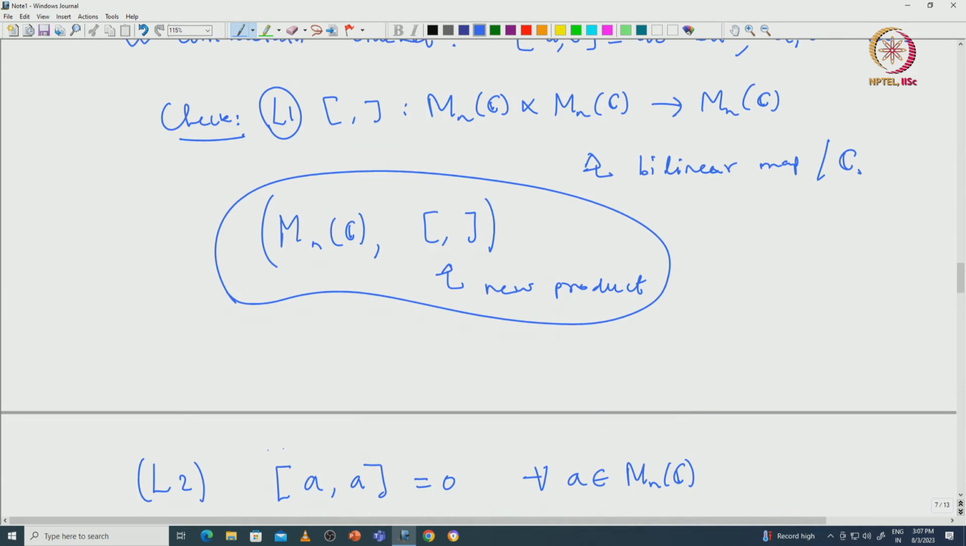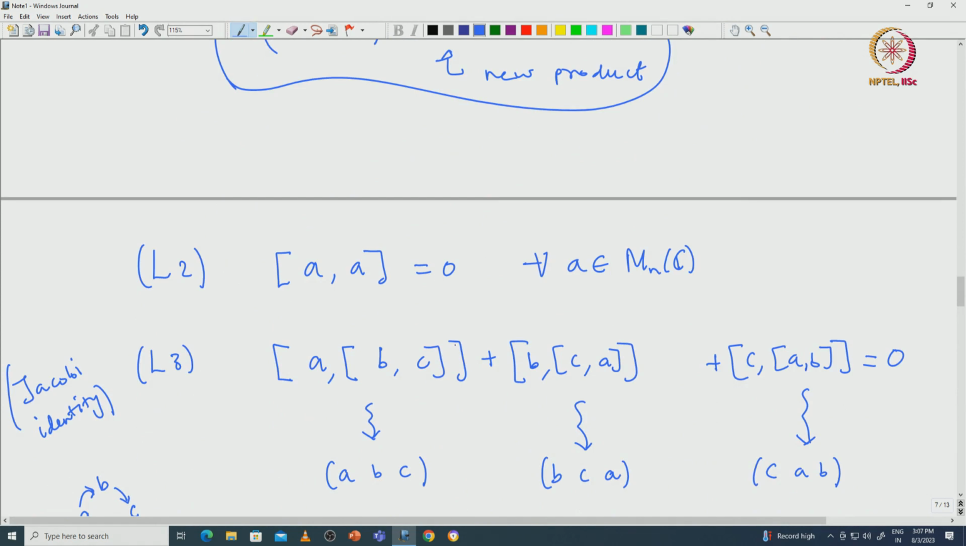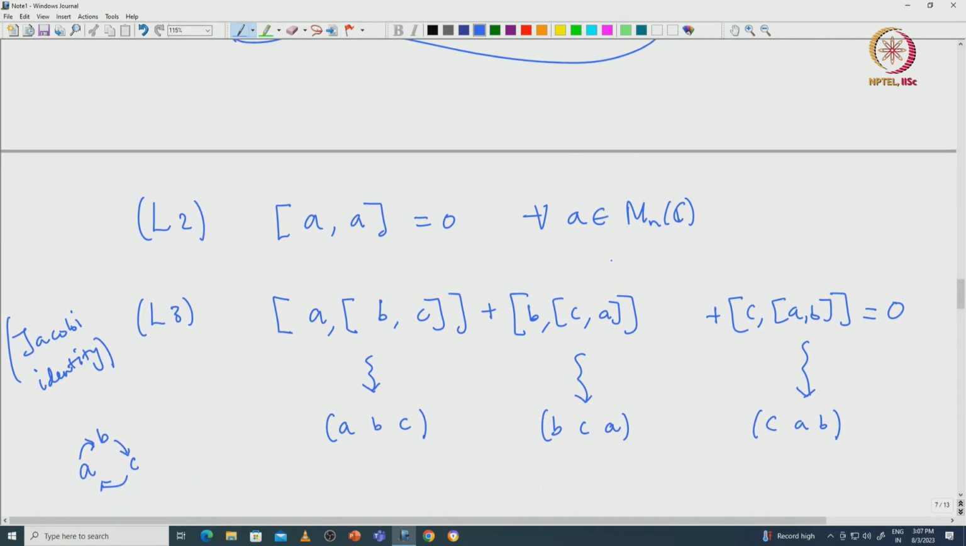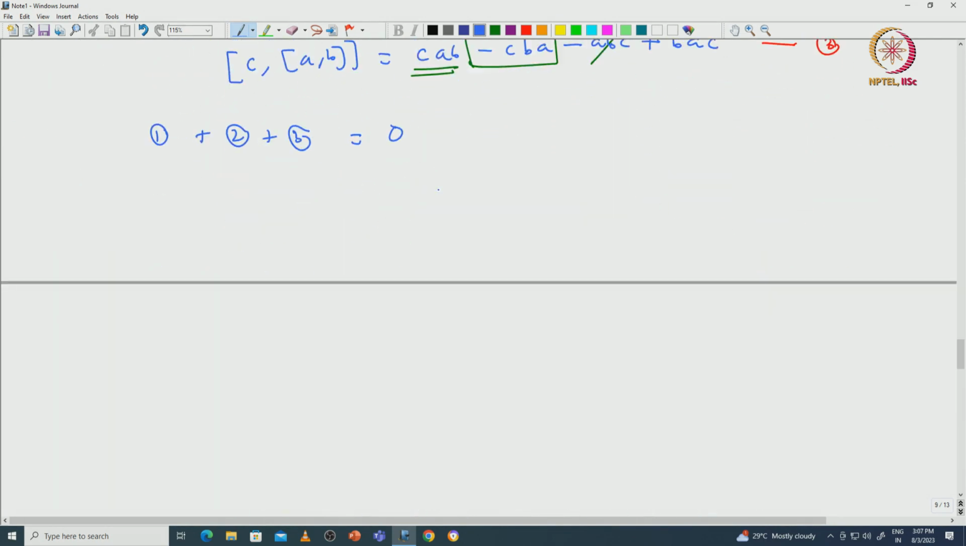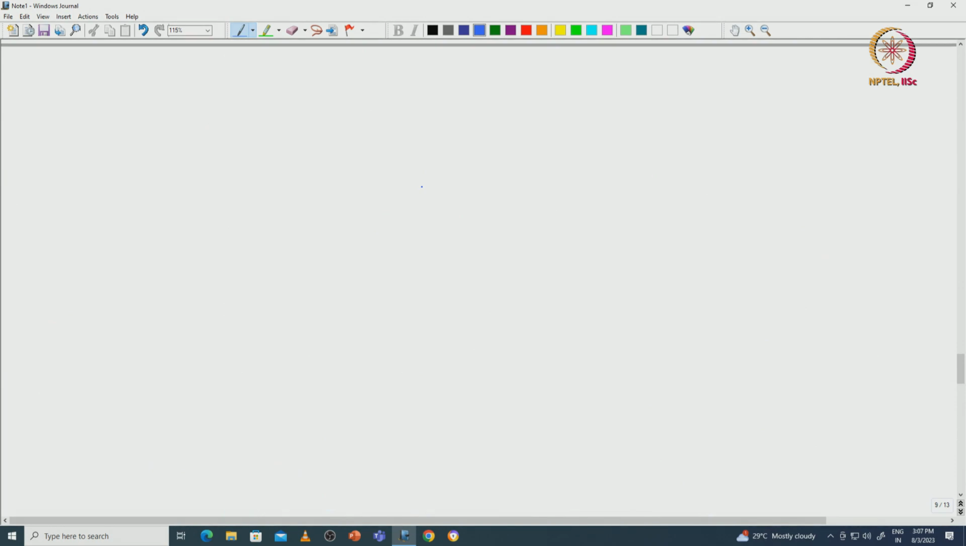So, the commutator bracket that we have defined on this M_n(C) is not only a bilinear map from M_n(C) cross M_n(C) to M_n(C), it also satisfies these two conditions. But let us look at the second condition, which I called L2. If you look at it closely, it is also equivalent to the following condition: bracket AA being 0 for all A in M_n(C).